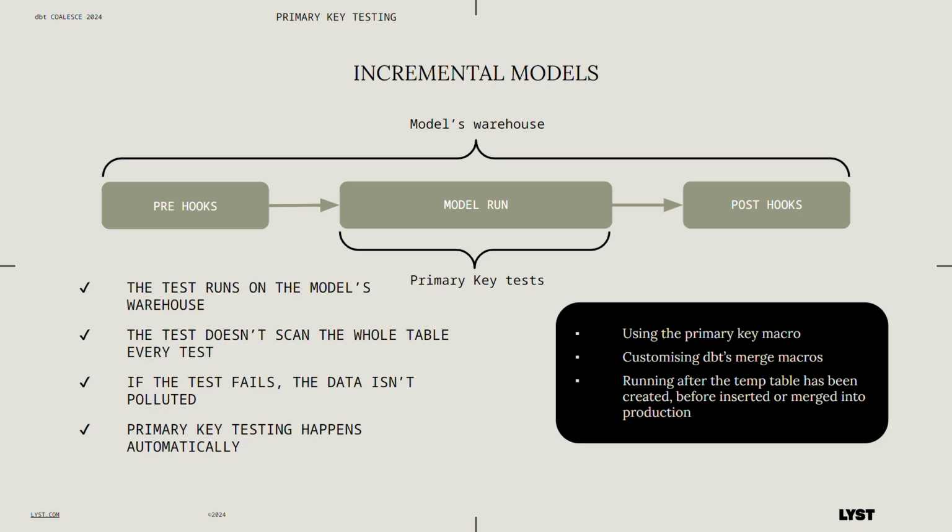And this solves all of our challenges. The tests run on the model's warehouse. It only scans necessary data while still being 100% accurate. If the test fails, the table isn't polluted. And the primary key test is automatic based on the model configuration.